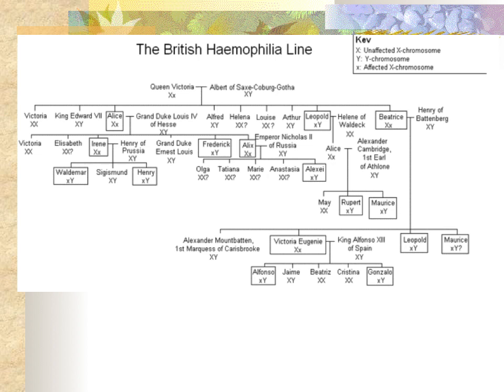So here is a pedigree chart for the British royal family. Queen Victoria was a heterozygote for hemophilia, which meant she had normal blood clotting but could pass on a recessive allele, as could her daughters. One of her granddaughters married into the Russian royal house and carried this recessive allele.